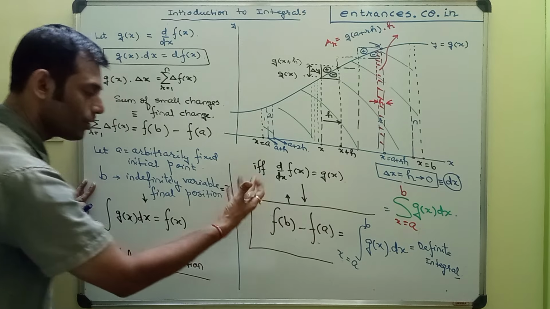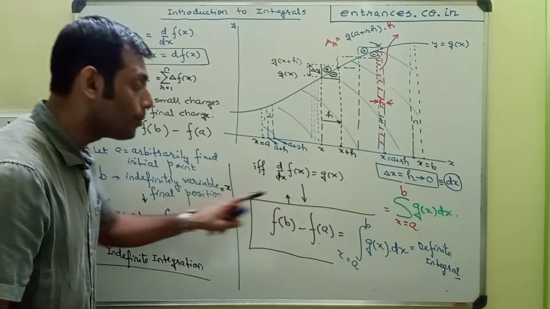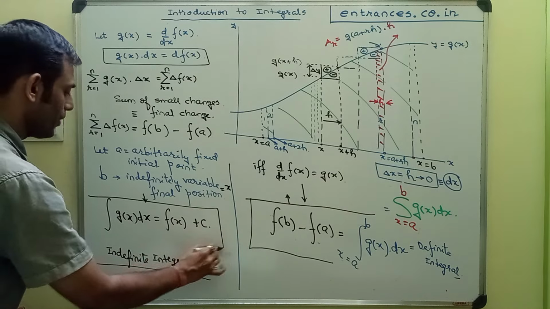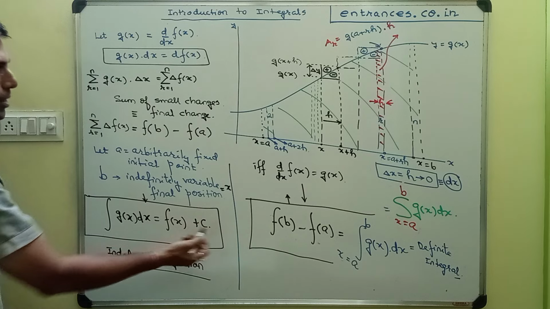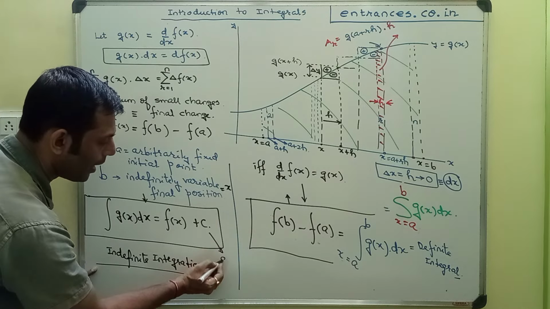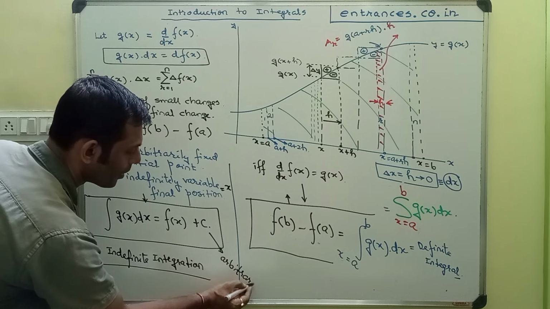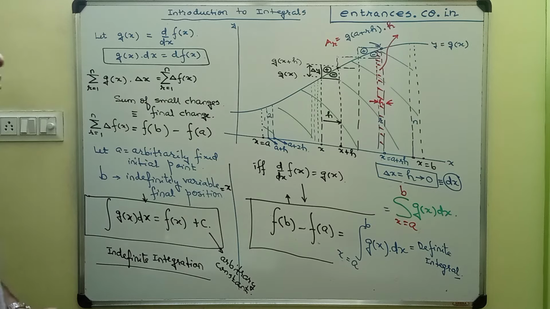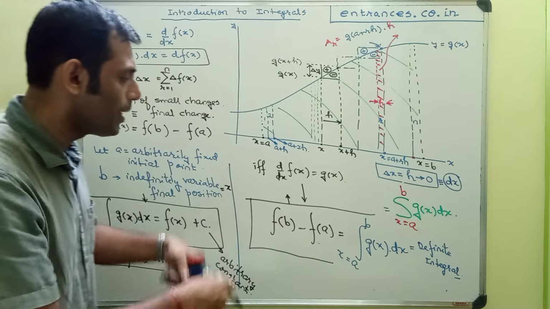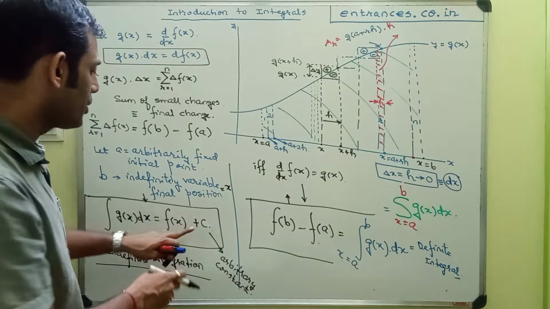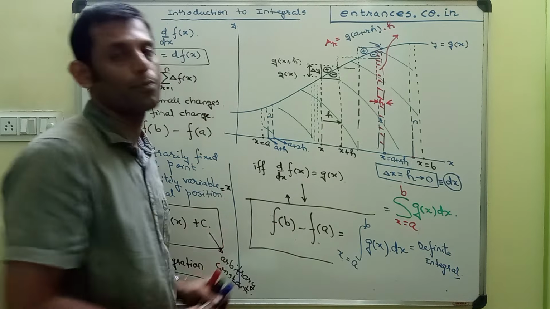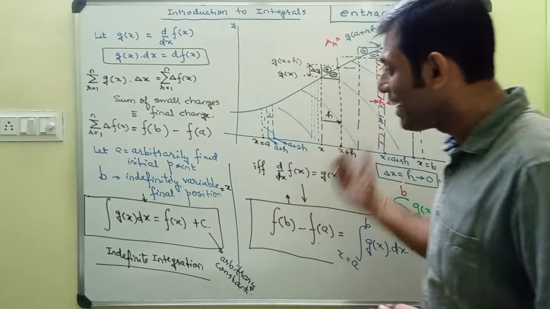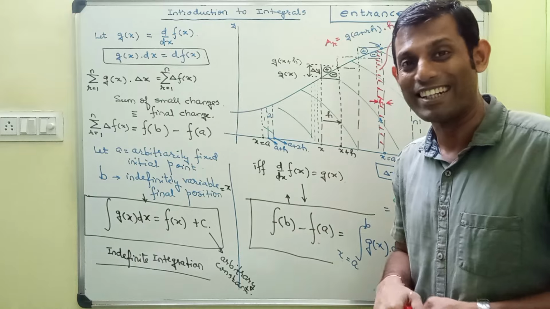This f of b can turn to f of x. And what about f of a? We can write this as an arbitrary constant. So therefore, in indefinite integrals, we can write f of x plus c. This c is an arbitrary constant. But definite integral does not require any arbitrary constant, because you can say that the c gets cancelled from the upper side as well as from the lower side. Well, this was definitely introducing definite and indefinite integrals.